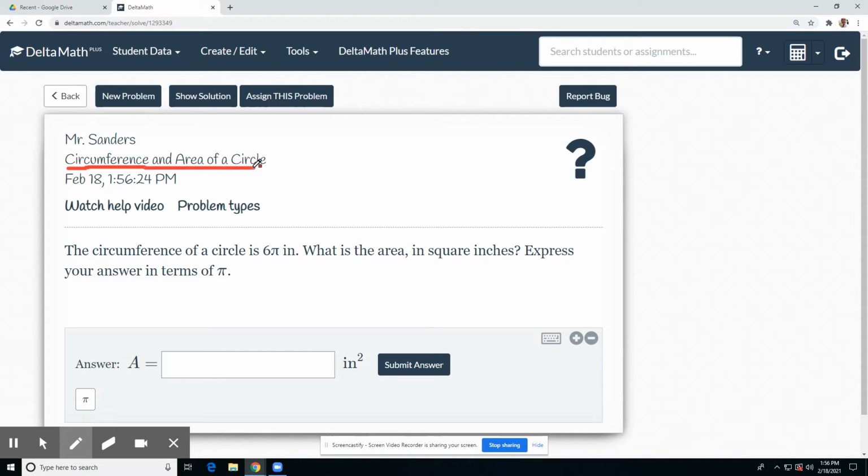Circumference and area of a circle. Well, the circumference formula is 2 pi times radius. The area of a circle is pi r squared. So let's go ahead and use these formulas and take care of the problem.